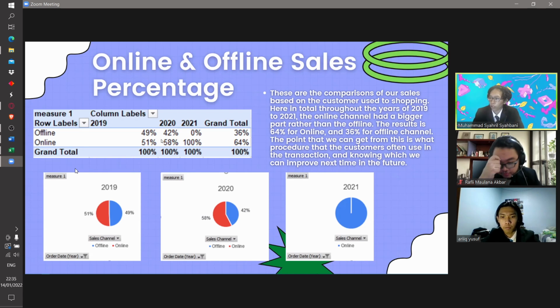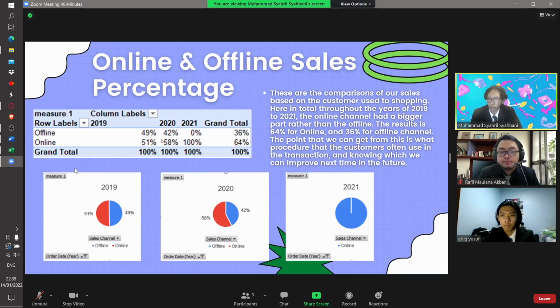The point that we can get from this is which procedure the customers often use in the transaction, and knowing that, we can improve next time in the future.